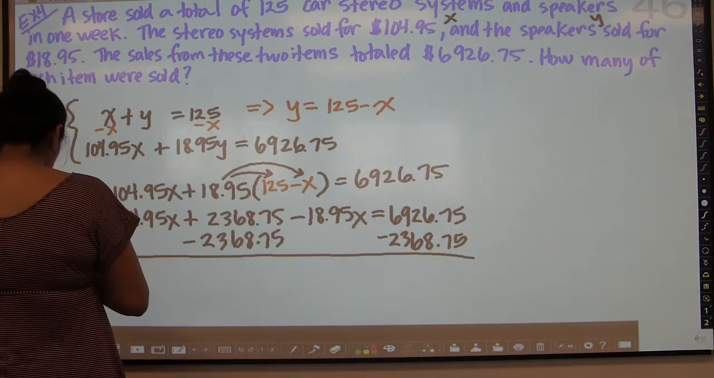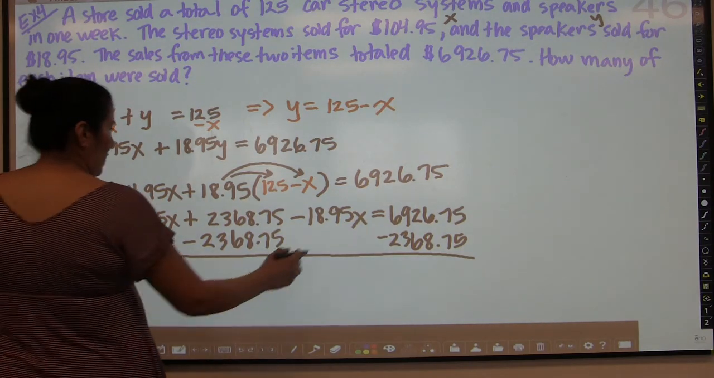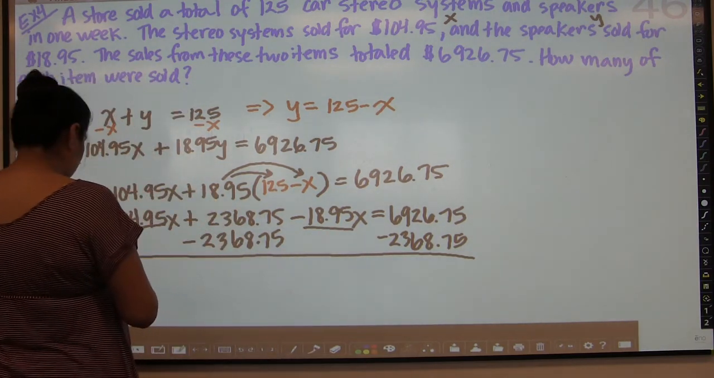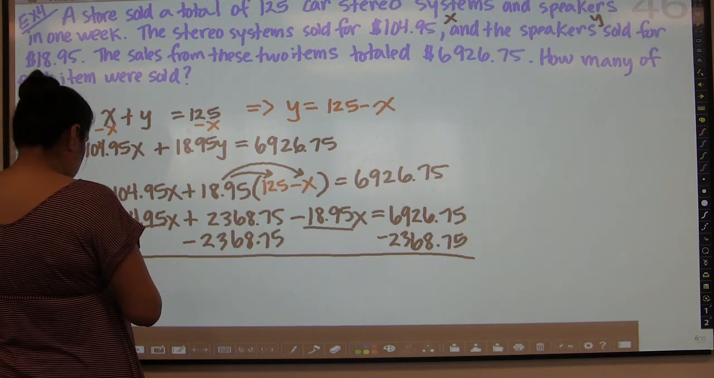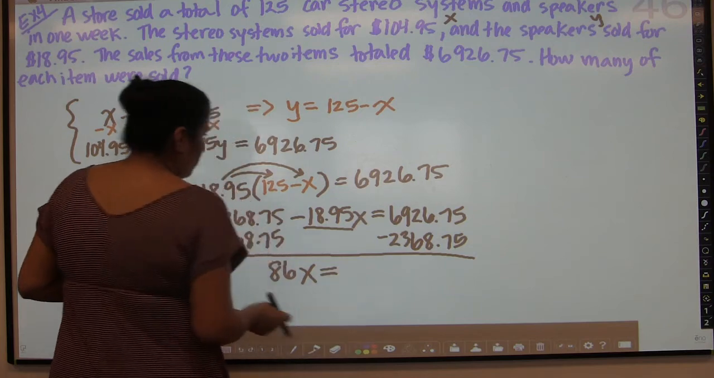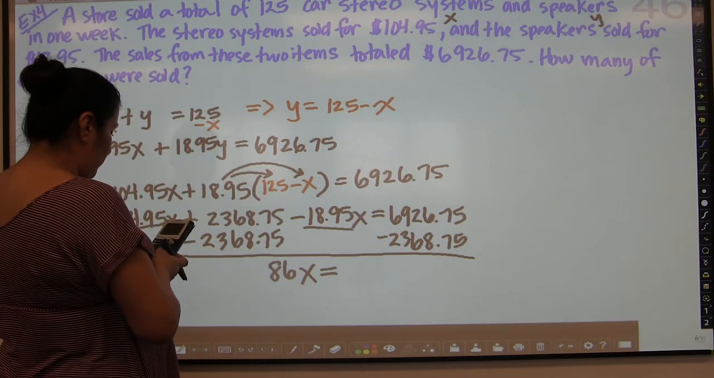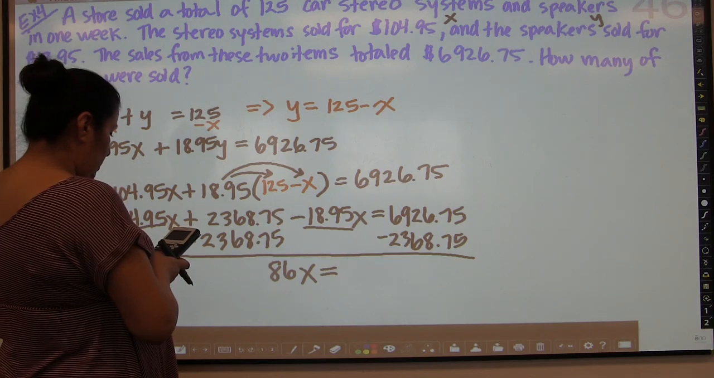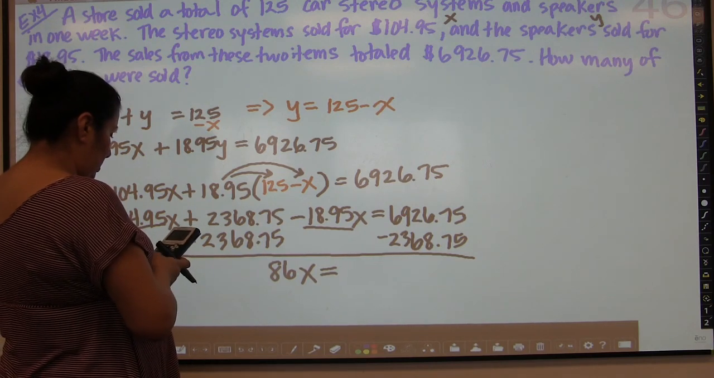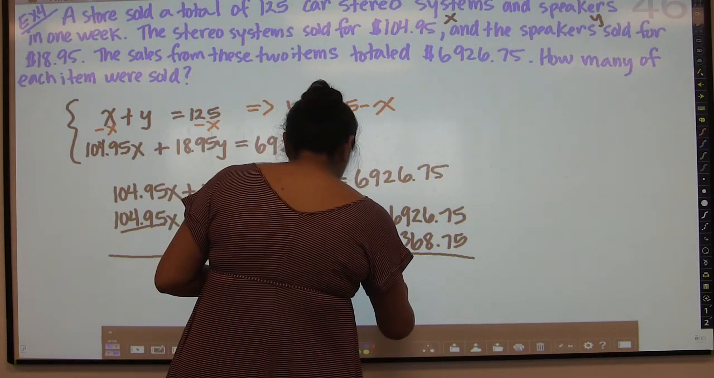So I have 104.95 from right here, and I subtract 18.95, and I get 86x. On the right, I get 6926.75 minus 2368.75, and get 4,558.